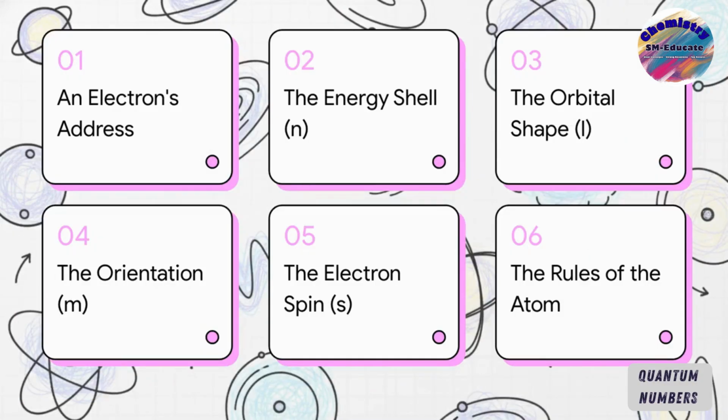So in this explainer, we're going to break down that address piece by piece. We'll start with the big picture and then zoom all the way down to the tiny details, covering the 4 quantum numbers and the one simple rule that makes it all work.